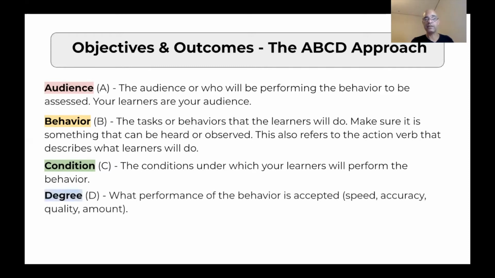And degree is the extent to which the students need to show mastery, right? Do I want 1 or 2 or 3 samples? Do I want them to do the task that I'm asking them to do in 10 minutes or in 30 minutes? Do I need 100% accuracy or 80% accuracy? What quality am I looking for? And how many samples am I looking for? Do I want them to write 3 sentences, or to solve 3 problems, or to name 3 parts of a plant in a science class? So to what degree do they have to show that they've learned?